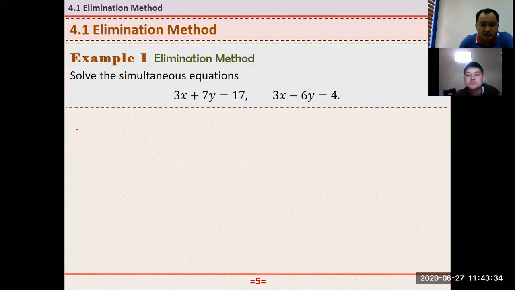For example, in the first example, we have to solve 3x plus 7y is equal to 17. We write the second equation: 3x minus 6y is equal to 4. Right?